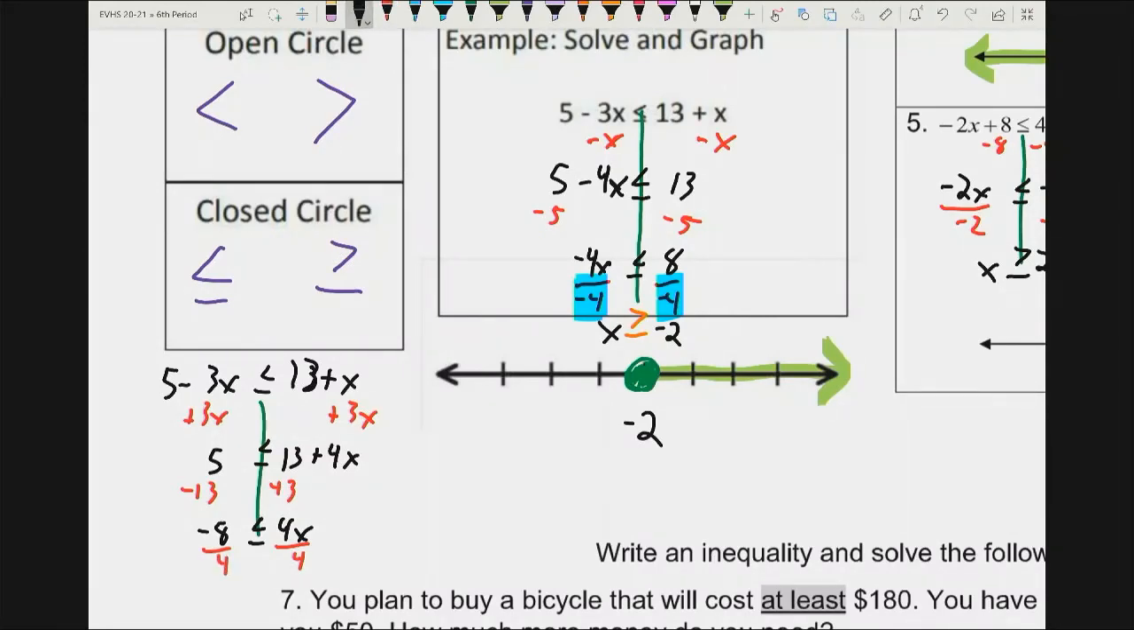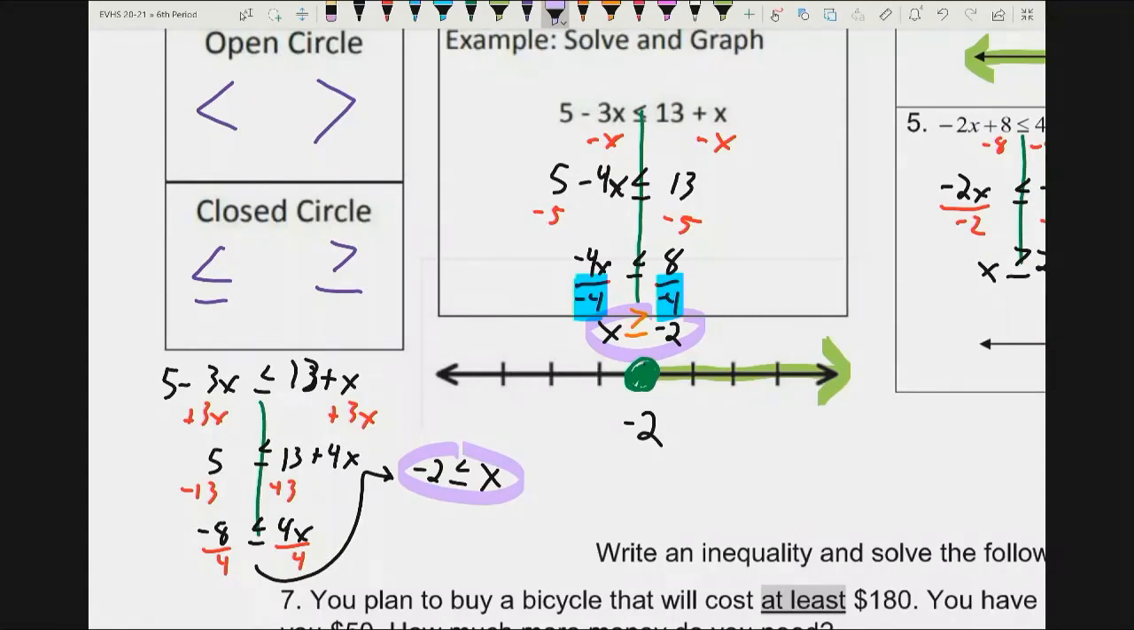Now we divide by 4. And that gives me negative 2 is less than or equal to x. Now, you'll notice that these two are essentially mirror images of each other.